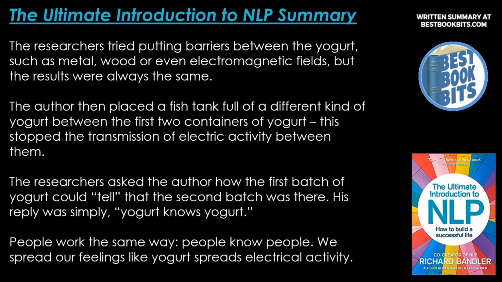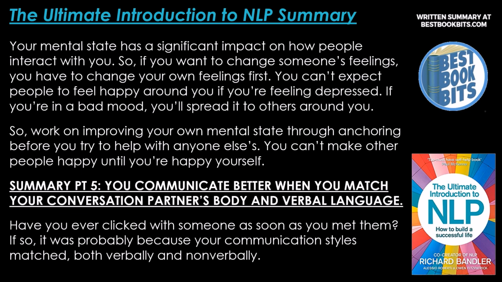People work the same way. People know people. We spread our feelings like yogurt spreads electrical activity. Your mental state has a significant impact on how people interact with you. So if you want to change someone's feelings, you have to change your own feelings first. You can't expect people to feel happy around you if you're feeling depressed. If you're in a bad mood, you'll spread it to others around you. So work on improving your own mental state through anchoring before you try to help with anyone else's. You can't make other people happy until you're happy yourself.